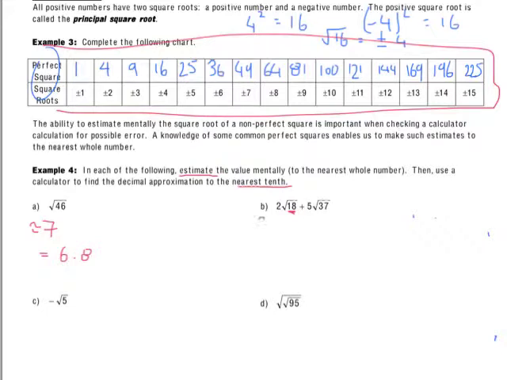So I will go 2 times 4 plus 5 times, and now the square root of 37. Well, the closest perfect square is 36, and the square root of 36 is 6. So that's my best estimation for the square root of 37. So I'm going to put a 6 here. And again, I'm going to put squiggly lines here because I'm not 100% accurate. So 2 times 4 is 8, and then 8 plus 30 is 38. Okay, so again, squiggly lines, 38.